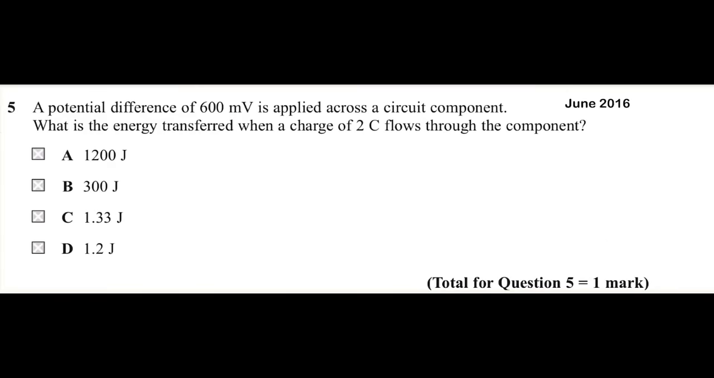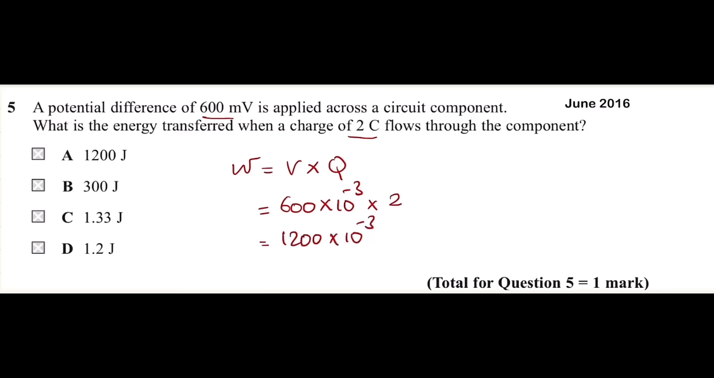Potential difference of 600 millivolts is applied across the circuit component. What is the energy transferred when a charge of two coulombs flows through the component? There is one formula for calculating this. The energy W is V times Q. Voltage here is 600 millivolt, change it into volt, which is 10 power by minus 3, times the amount of charge, 2 coulomb. So it's 1200 times 10 power by minus 3. Just cancel out the zeros, so we get 1.2 joule. The correct answer is D.